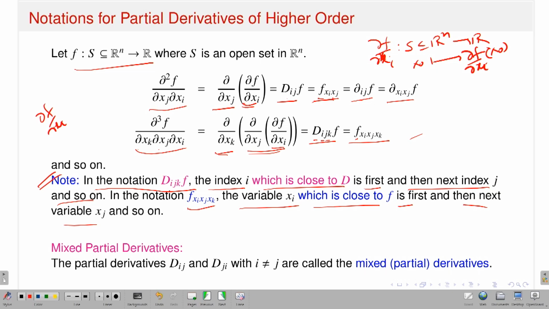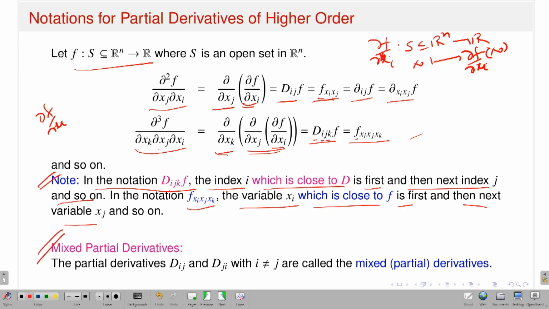Then you have to perform the partial derivative with respect to that variable, but remember you have to take the partial derivative of the function del f del xi, and so on and so forth. If you go for the third one, then you have to perform the partial derivative with respect to the third variable, but of the function del 2f del xi del xj. So that is how the sequence goes.